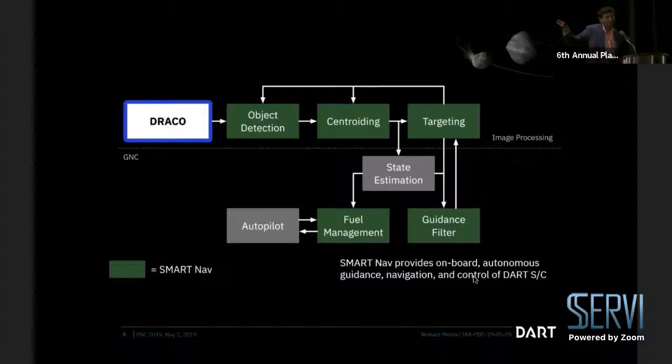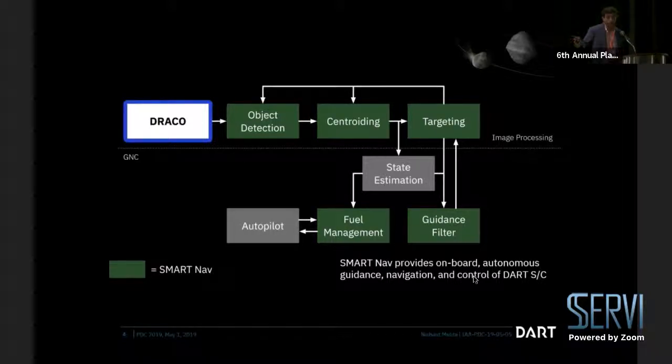This flow diagram is a very high-level functional diagram that shows the various pieces of SmartNav, the image processing components and some of the GNC components. SmartNav encompasses the algorithms that Lena talked about, the object detection, centroiding, and targeting, all occurring on board the FPGAs. The GNC system has a couple of components that we consider part of SmartNav, the field management system and the guidance filter. This diagram does not include the control systems and all that. I'm going to specifically focus on this box right here.